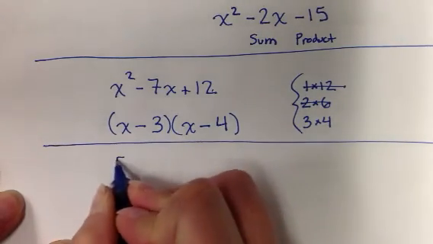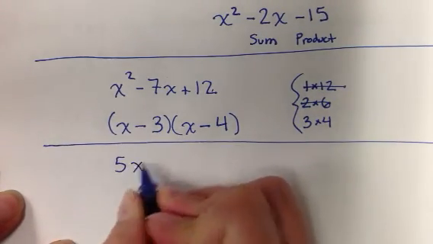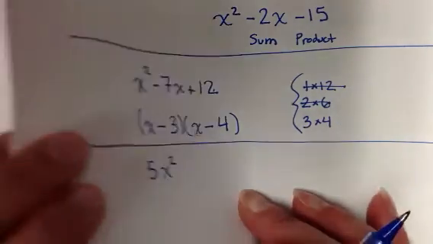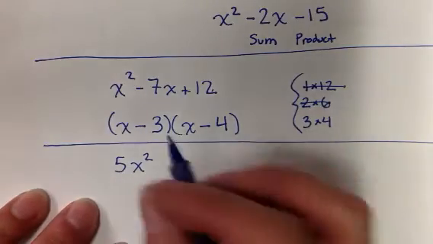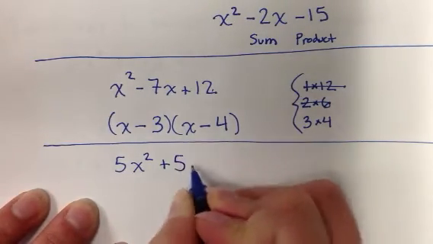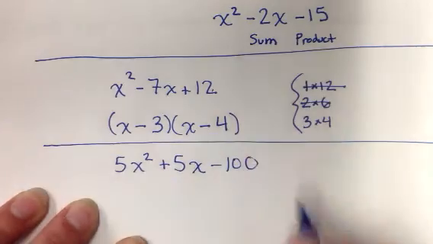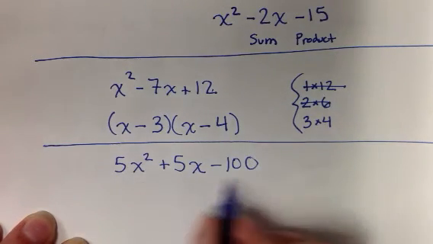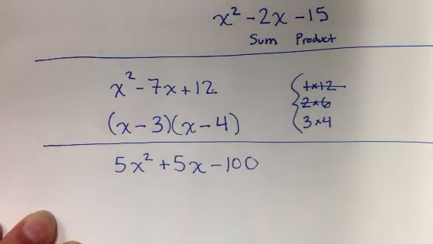Let's do 5x squared. Let's see what I want to do here. Let's do this: positive 5x minus 100. Okay, so as always, I'm going to ask myself, do I have a common monomial factor? This time I do. Look at all these. I can divide them all by 5.